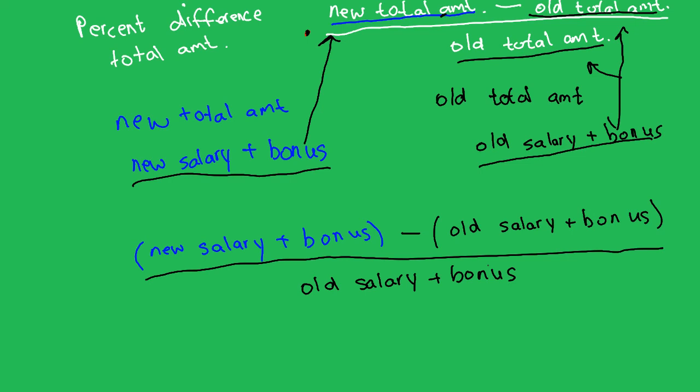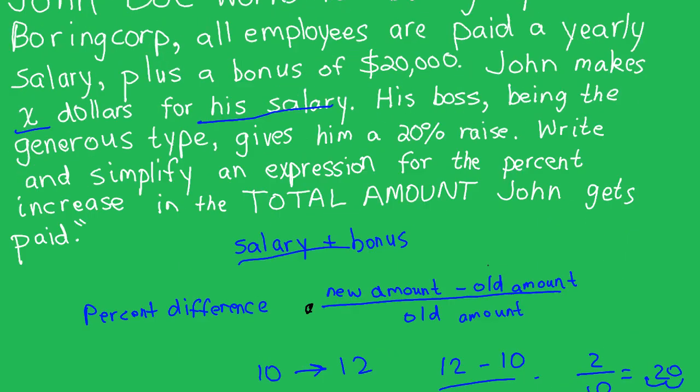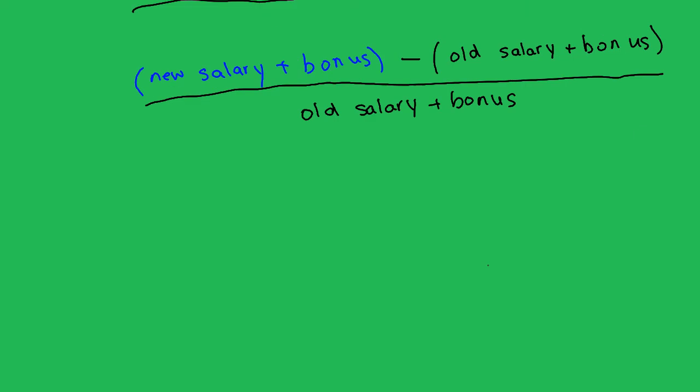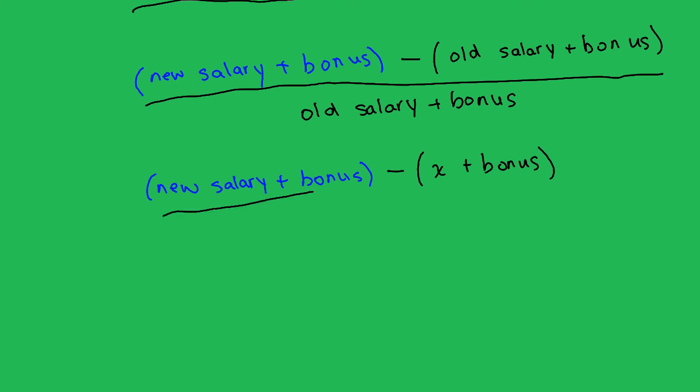Now, though, we've got to put some variables and numbers into our expression. The only variable that we were given was x, representing his old or original salary. So where it says old salary, we can substitute x in for that. I'll rewrite this again. New salary plus bonus minus x plus bonus over x plus bonus, with x in for old salary.